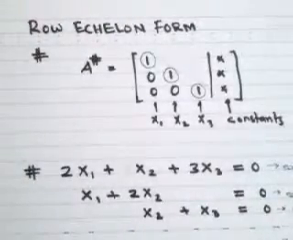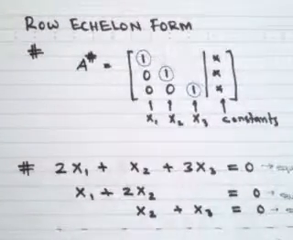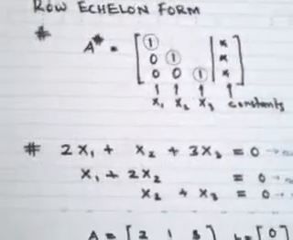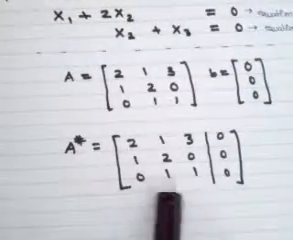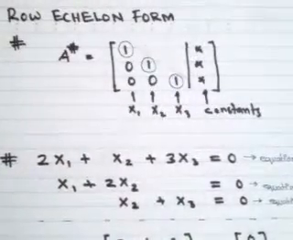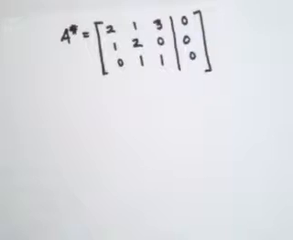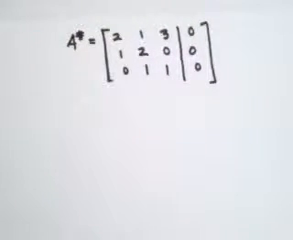Today I'll show you how to find row echelon form. Previously we saw that to find row echelon form we have to write the A augmentation into a form like this. So let's say we have a matrix A augmentation, a matrix like this. To find the row echelon form of this matrix, first we have to follow the steps that I've shown you in my last tutorial.